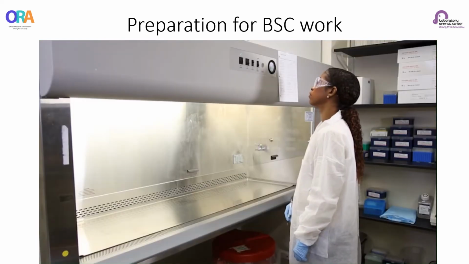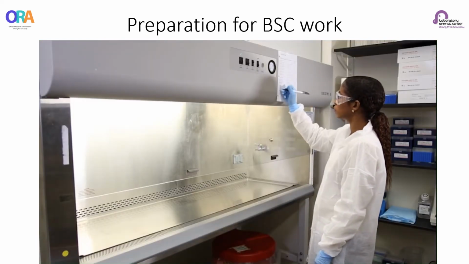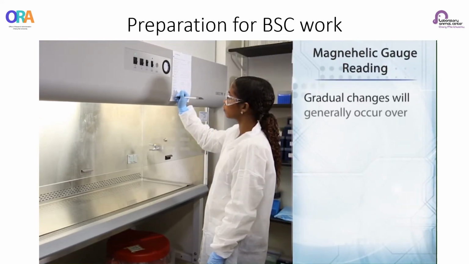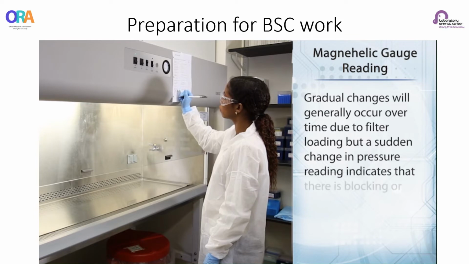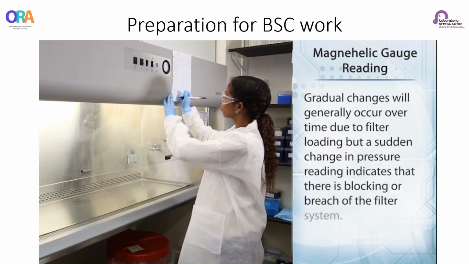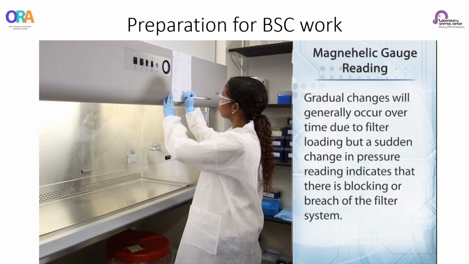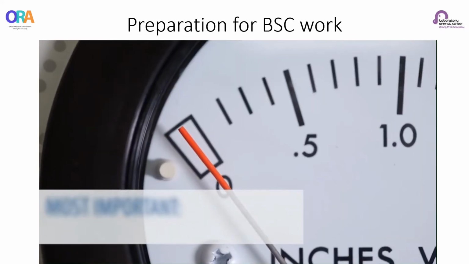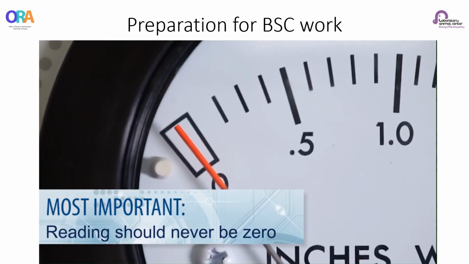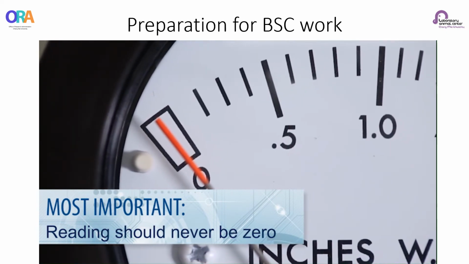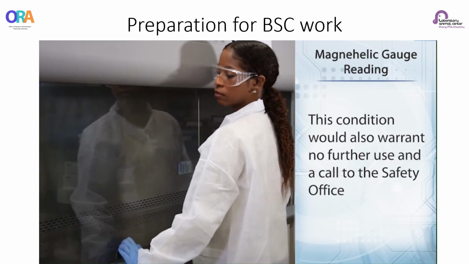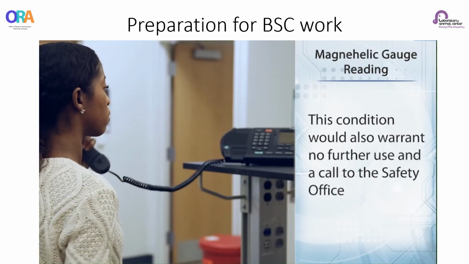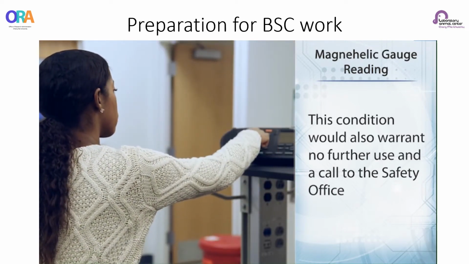Compare the reading to what was recorded previously. Gradual changes will generally occur over time due to filter loading, but a sudden change in pressure reading indicates that there is a block or breach of the filter system. Perhaps most important, this reading should never be zero. If this happens, the BSC should not be used, and you should contact your safety office.